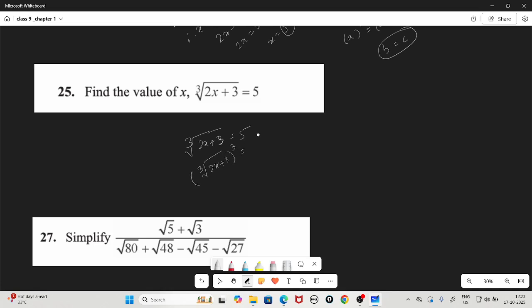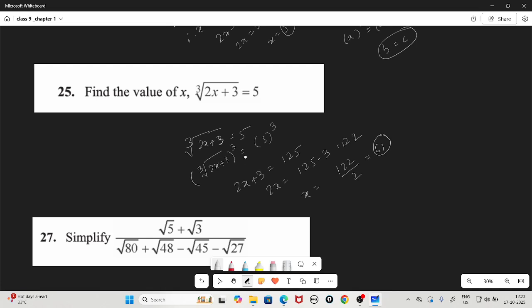So you cube the left hand side and cube the right hand side. When you cube the left hand side, it becomes 2x plus 3, and the right side becomes 125. Now 2x will be equal to 125 minus 3, which is 121, right? No, not 121, it's basically 122. So x is 122 divided by 2, which is 61. So in this case, our answer will be 61.